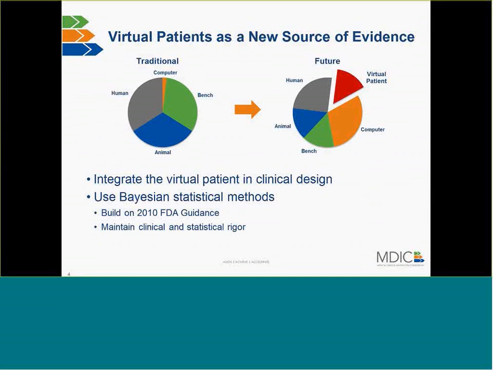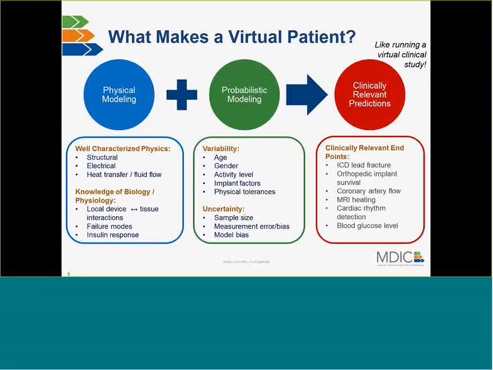We're going to go into the statistical methodology because there does have to be some math behind it, actually, how you can take those virtual outcomes and incorporate them with the rest of the human clinical evidence. So at a high level, what makes a virtual patient, and how might this be different from a traditional simulation? It's really the combination of the physical modeling along with probabilistic, or you could think population-based, modeling. And the really key thing is that it has to point to a clinically relevant outcome. So let's talk about each one of those pillars a little bit.